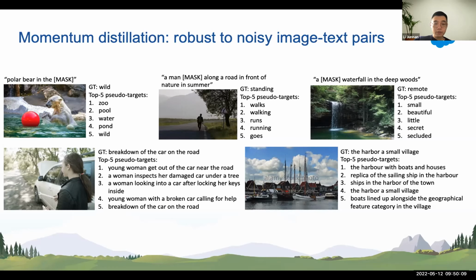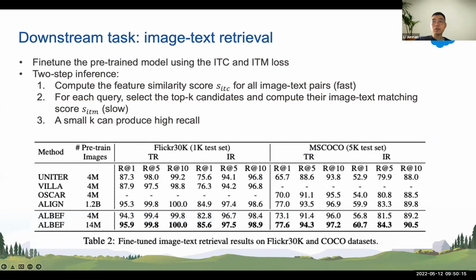After the pre-training, we take this pre-trained model and evaluate it on some downstream tasks. The first task is the image text retrieval task. The goal is to get the text corresponding to the image and vice versa.